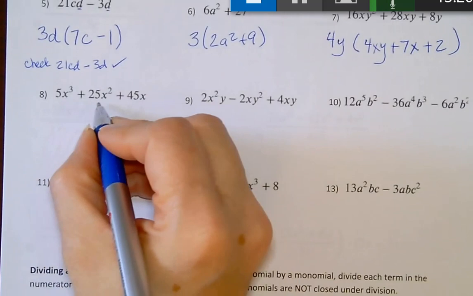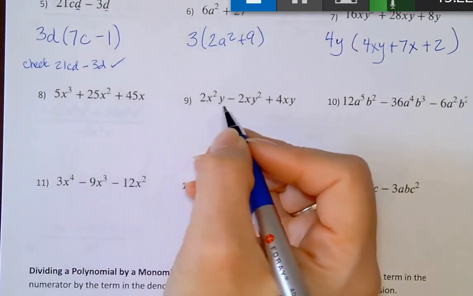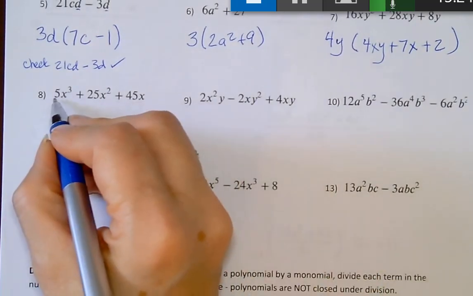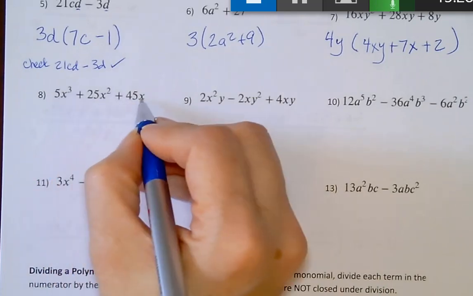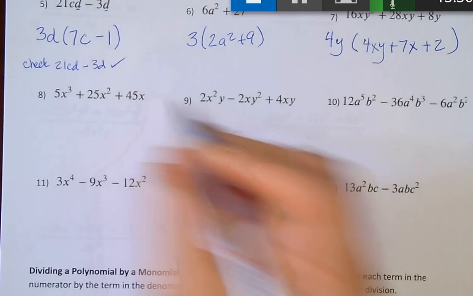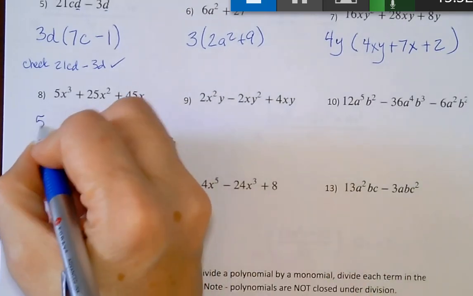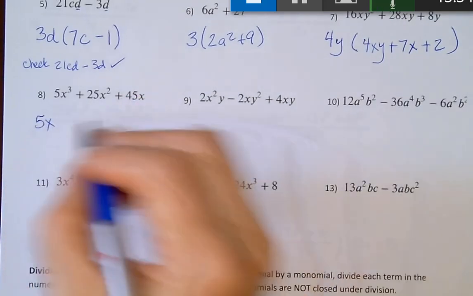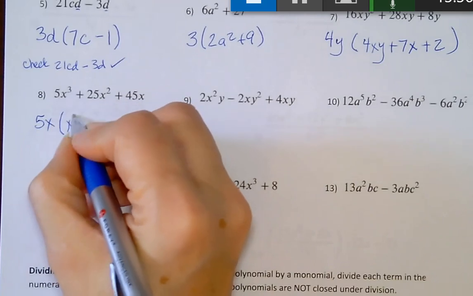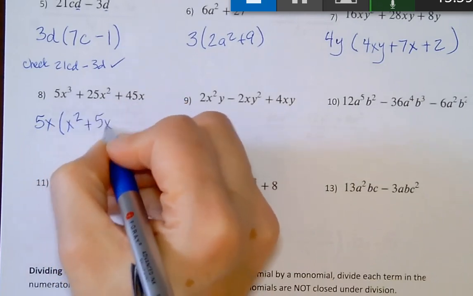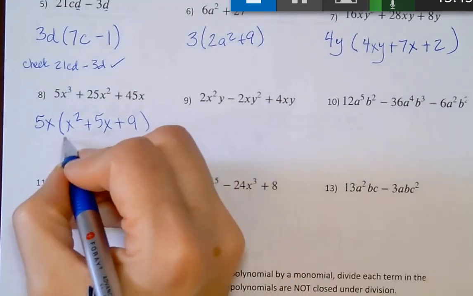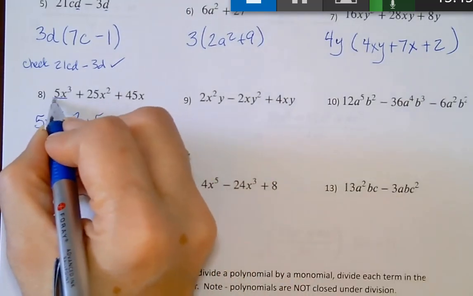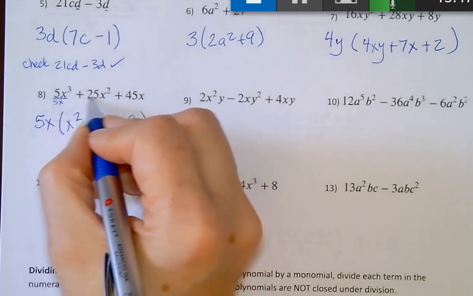All right, 5x cubed plus 25x squared plus 45x. I see 5 is the biggest number I can take, and the lowest exponent I have is this invisible 1, so I can take an x out of everything. I'm going to pull 5x out, and that leaves me with x squared plus 5x plus 9. Each time what I'm doing is imagining that I'm dividing every term by 5x.